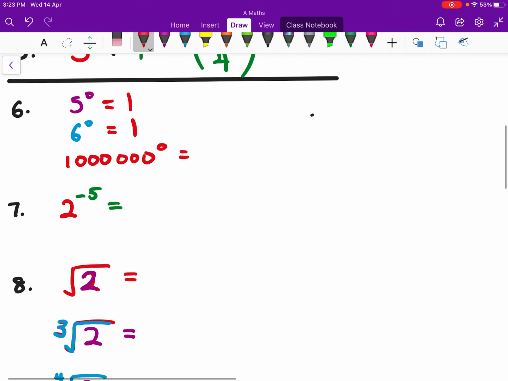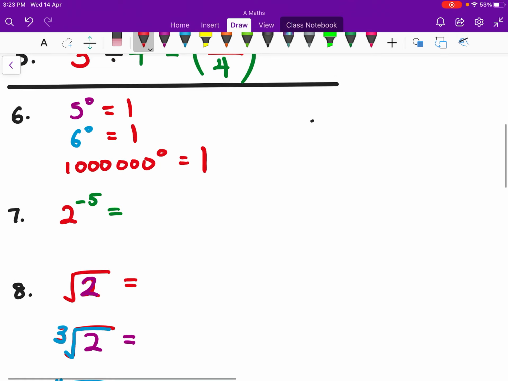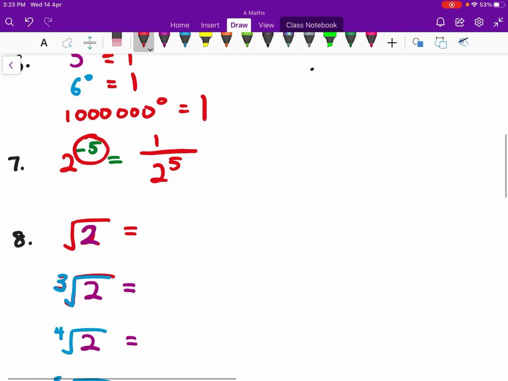Okay, equal to 1. Right, so this is law number 6. Okay, law number 7 will be 2 to the power of negative 5. You notice that the index is negative. How do I make my index into positive? Okay, you simply just need to put in terms of fraction. Right, so 1 over 2 to the power of 5. Yeah, so this is how you make your index positive.